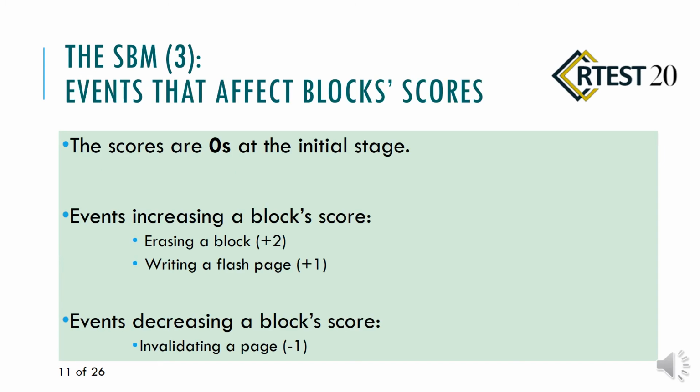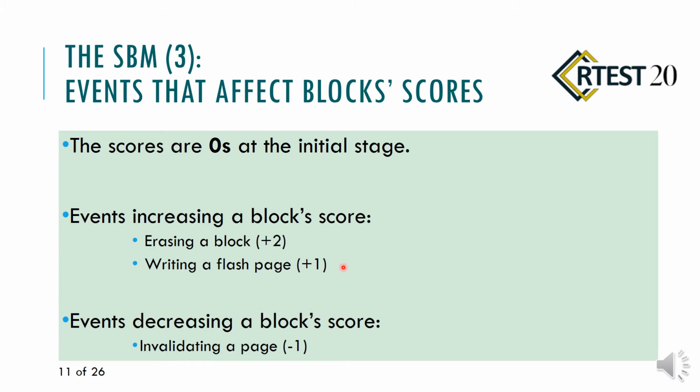It's time to talk about events that affect block score. The block scores are zero at the initial stage, and three events change block scores. Two events increase a block score. When a block is raised, its score is increased by 2 points, which results in better endurance based on simulation results. In the earlier version of the SVM, only 1 point is added.